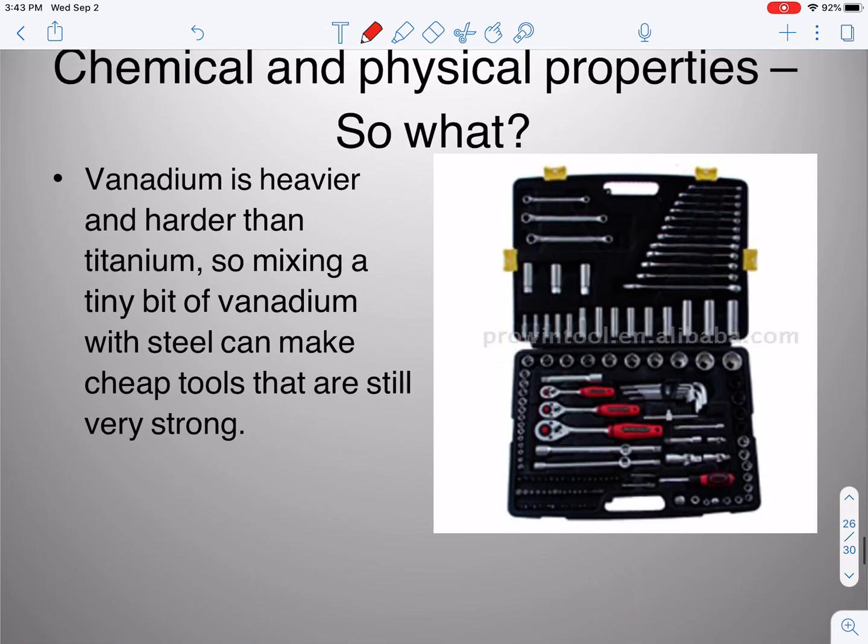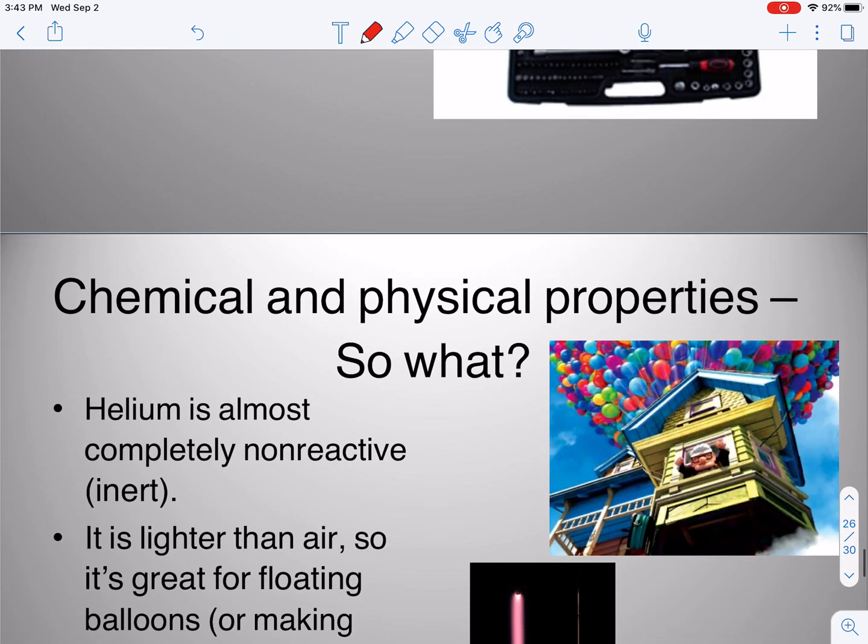We know that we take vanadium, for example, and we can mix it with titanium, which is a little more expensive, but we can mix a little bit of vanadium with titanium, and it makes it easier to create some cheaper tools that are still very, very strong. So knowing these properties is important.